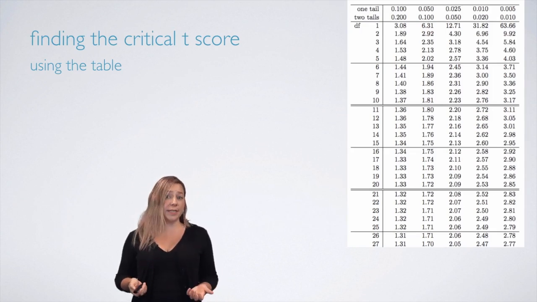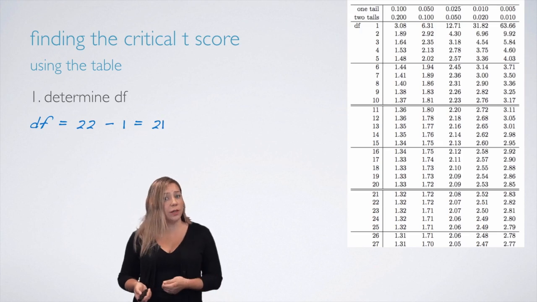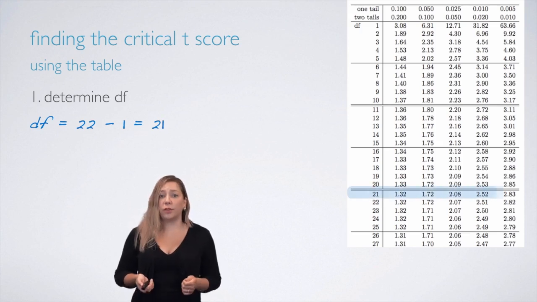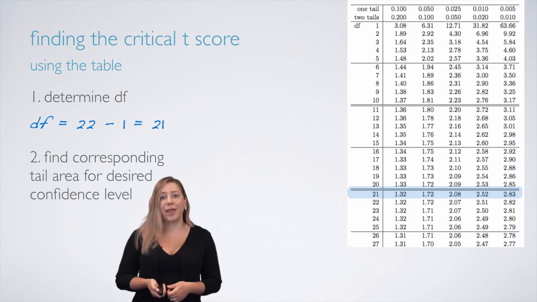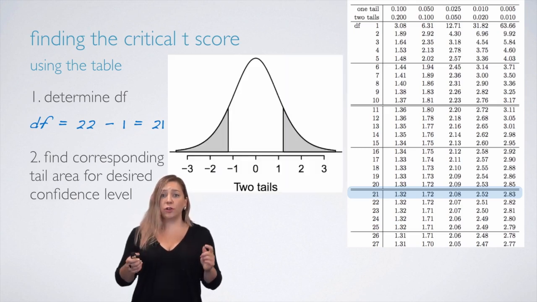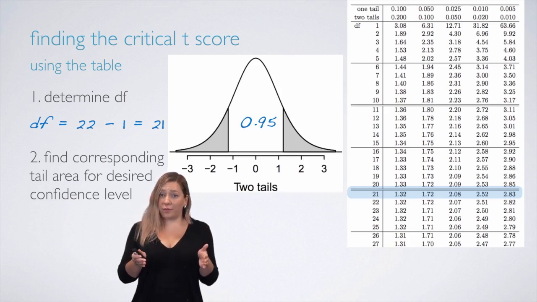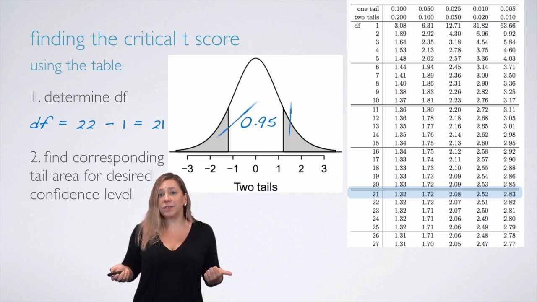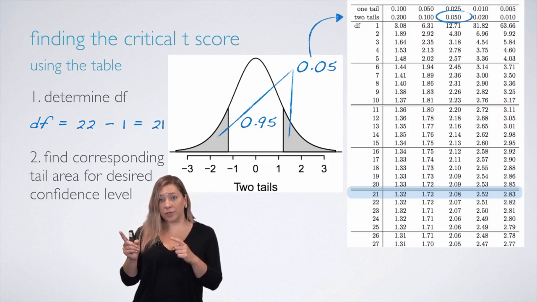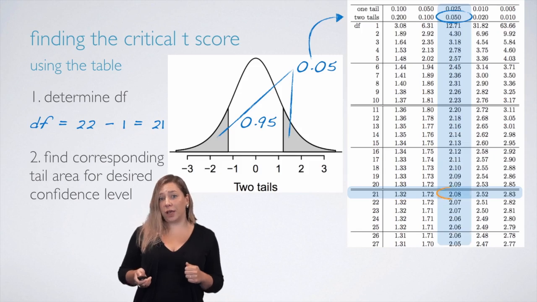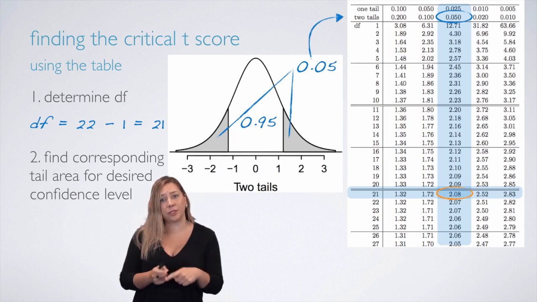There are a variety of ways of finding the critical t-score. The first is using a t-table. First, calculate the degrees of freedom, which in this case is 22 minus 1, 21. Then locate that row on the t-table and find the corresponding tail area for the desired confidence level. At this point, it's a good idea to draw the normal curve and mark the confidence level in the center of the curve. If we have 95% in the center, then we have 5% left for the two tails. We locate this value as the two-tail area on the table and grab the critical t-score at the intersection of the row and the column we marked, which is 2.08.